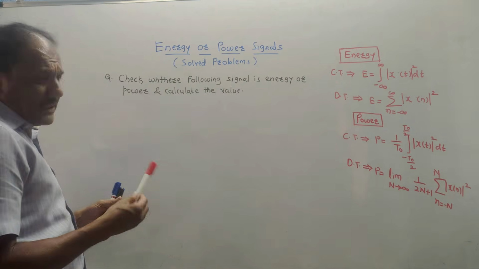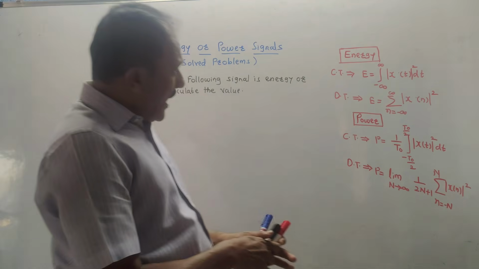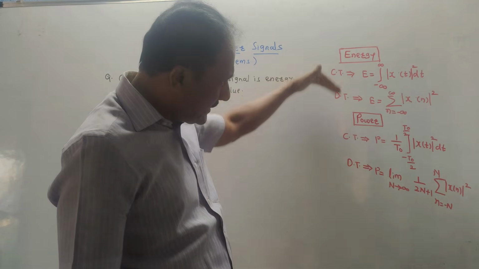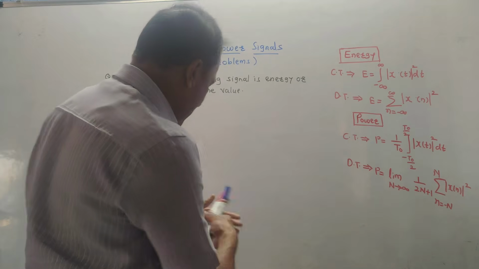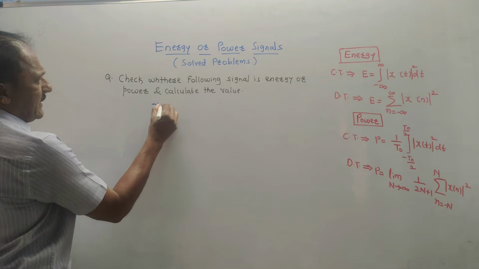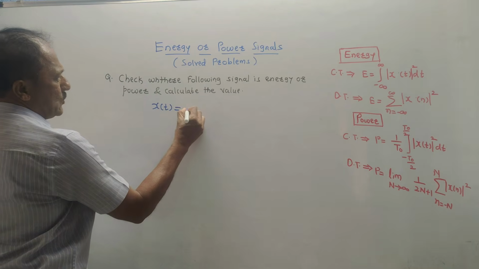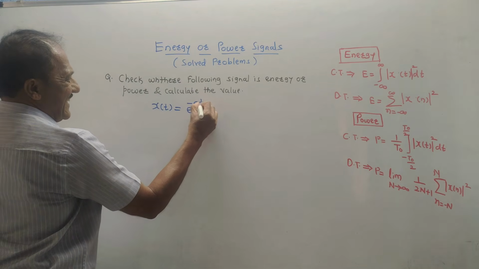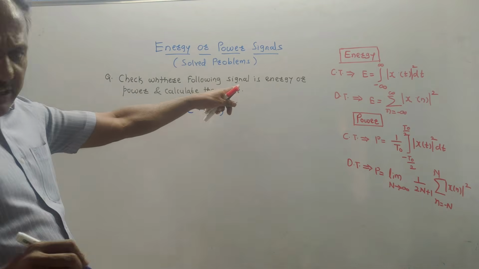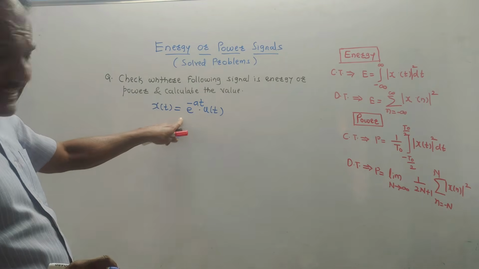Without wasting time, let us start the session. I have made a list of formulae which is required for solving such numericals. We will discuss the formulae in detail while solving the numerical. Consider the first numerical. Suppose the given signal is x(t) = e^(-at) u(t), and the question I have already mentioned.